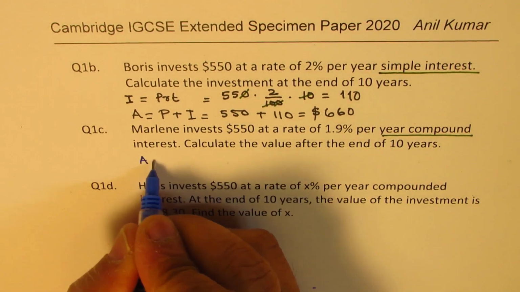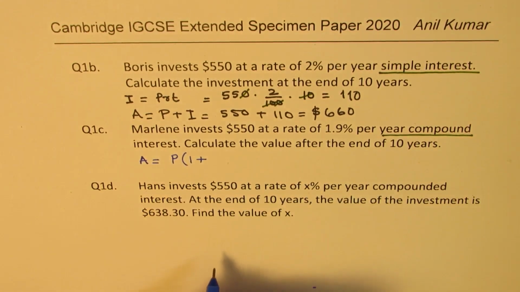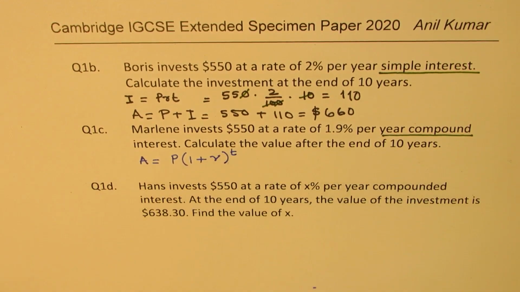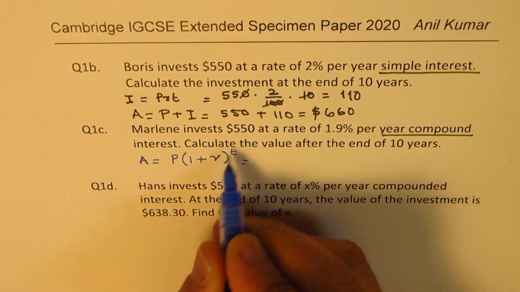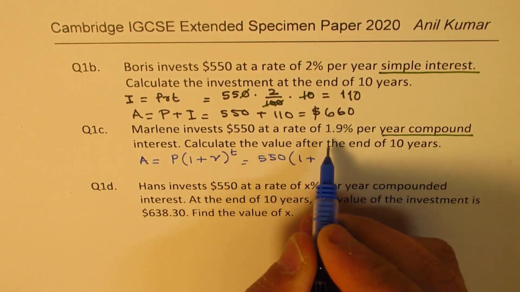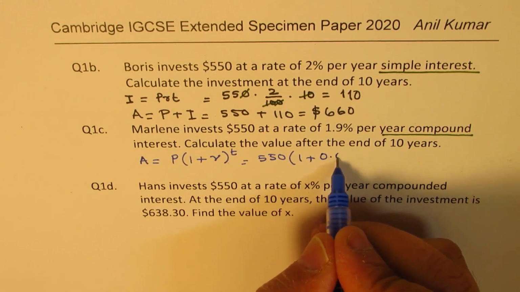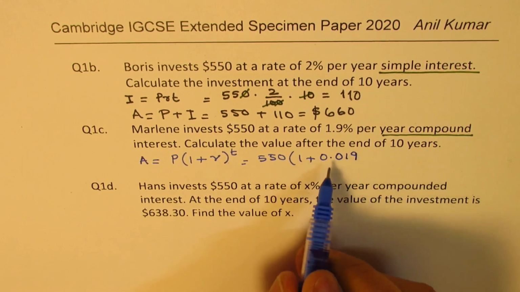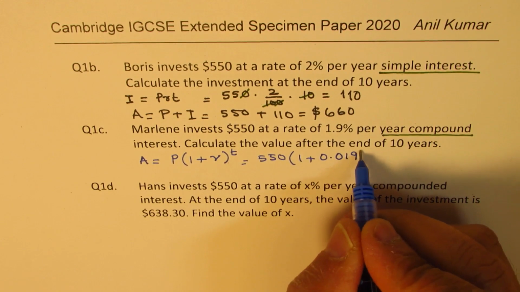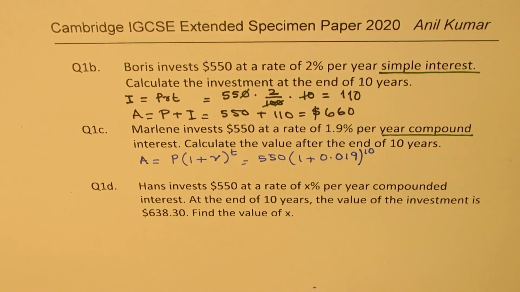The amount after the end of 10 years will be principal amount times 1 plus, there is interest on interest. So the formula is 1 plus r to the power of time t, right? In our case, we are given P as 550, 1 plus rate of interest. You could write 1.9 over 100 as we did earlier, or you could write 0.019, right? So take care. Sometimes you may write 0.19, which will be wrong, right? So over 10 exponent, right? That is what you need to calculate.